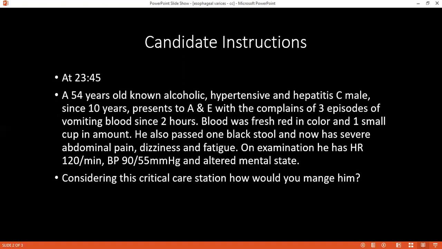How would you manage that? I will manage that by taking blood and group and saving, and start assessment of the patient by the cardiac index, blood pressure, central venous pressure, and capillary fill. I will give two wide bore cannulas and start IV fluid. If there is no response by 1 liter, I will start the blood transfusion.